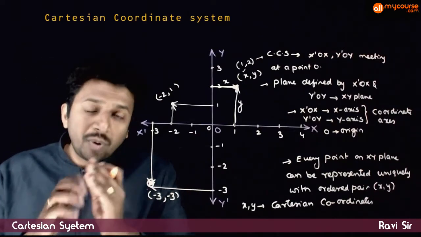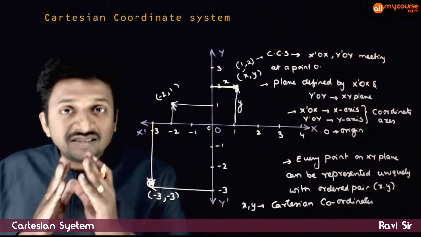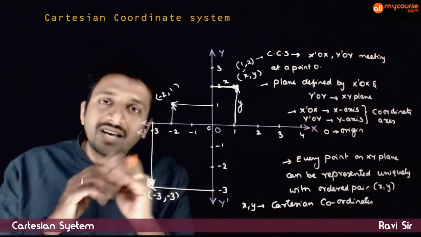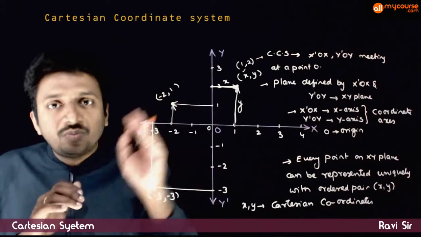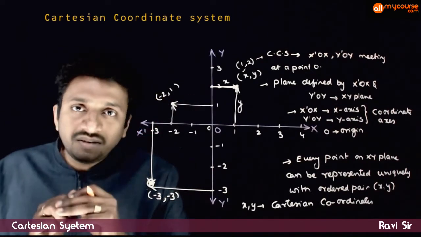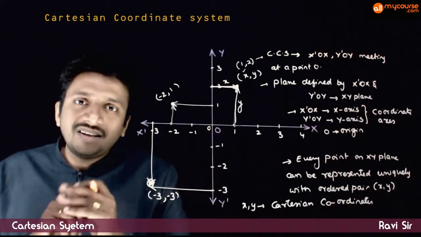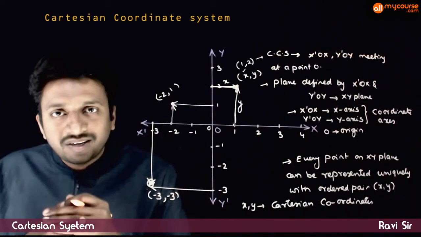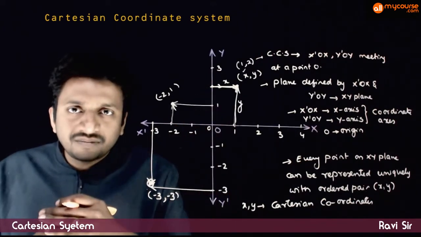So there are two important things. You measure the distances following a standard convention. So you have to measure them in this convention. So the distances measured in the direction of positive x-axis are positive. The distances measured in the direction of negative x-axis are negative. Similarly, positive y-axis direction, y-coordinate is positive. Negative y-axis direction, y-coordinate is negative.